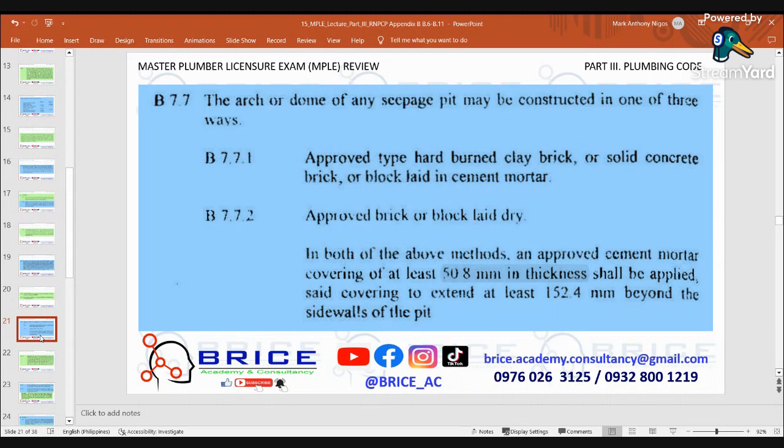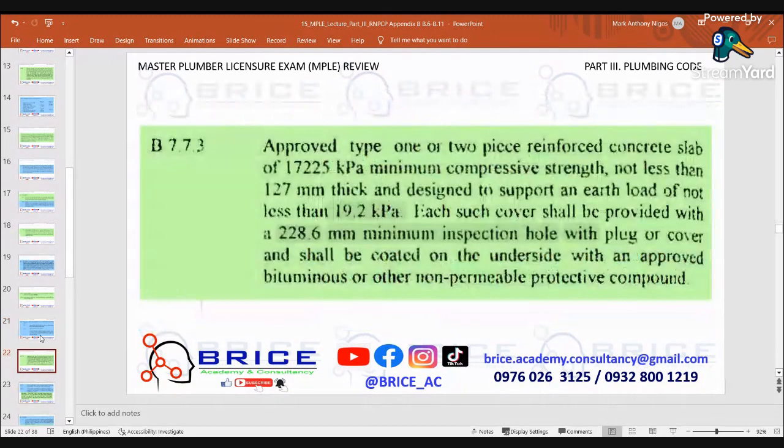Approved type hard burned clay brick or solid concrete brick or block laid in cement mortar, or approved brick or block laid dry. In both of the above methods, approved cement mortar covering at least 50.8 mm in thickness shall be applied. Said covering to extend at least 1.4 mm, not 52.4 mm beyond the sidewall of the pit.